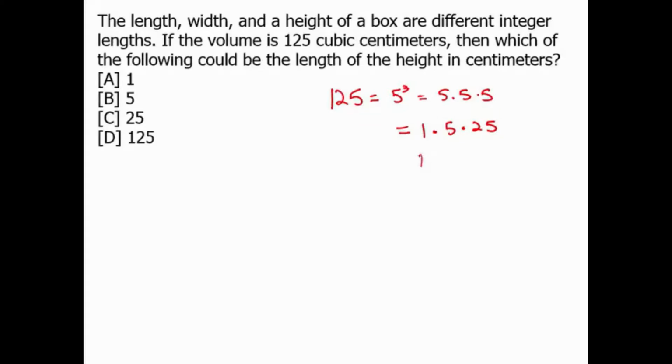And so that would work. That's a product that equals 125. We have three different integers. And of course, we could rearrange those so any one of those could be the height. So all three of those are possible for the height.